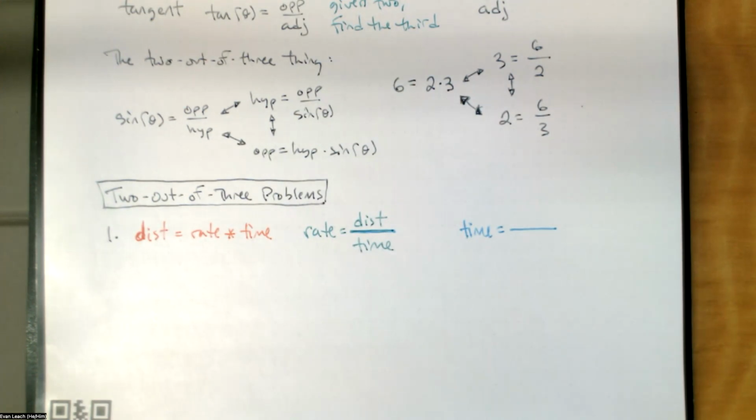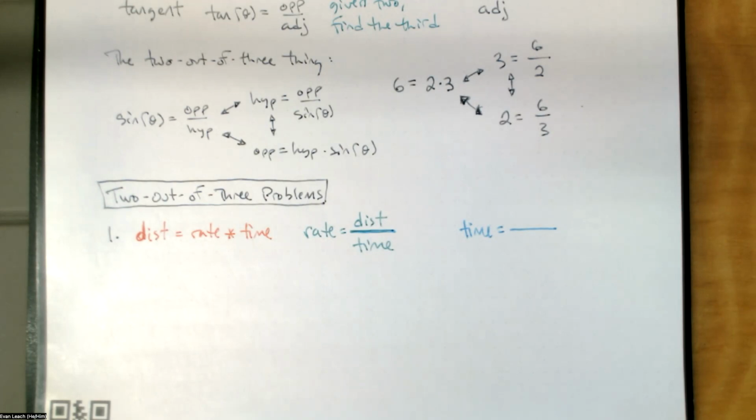That's just the relationship between multiplication and division. Since 6 is equal to 2 times 3, 3 is 6 divided by 2. This is no different than looking at distance equals rate times time as an equation, and we're solving for rate. Rate is being multiplied by time, so we divide both sides by time. Rate is distance divided by time.